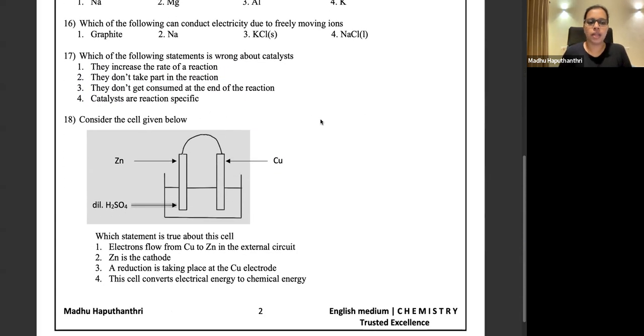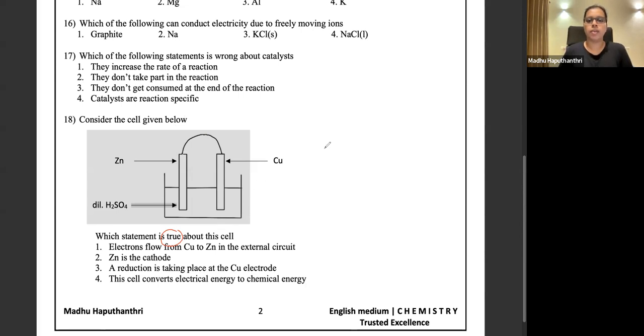I have given you a cell here, and I'm asking for the true statement about the cell. So when you look into the cell, it's clearly visible that we don't have a battery here, right? If you are not seeing a battery, this is not an electrolytic cell. This is a usual galvanic cell.